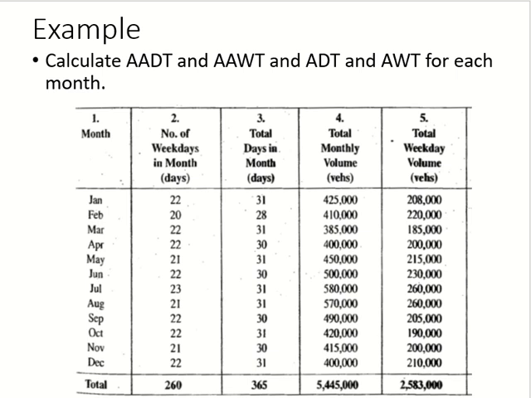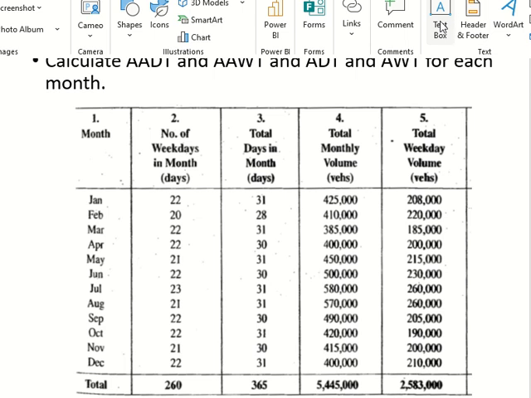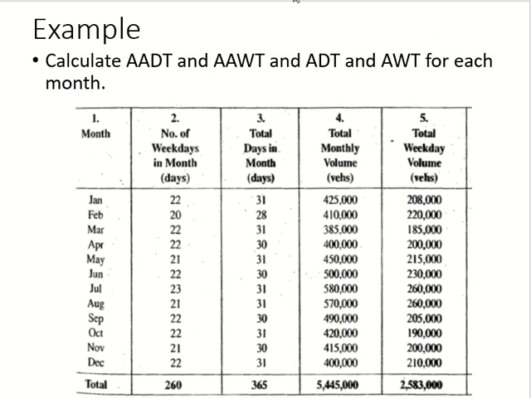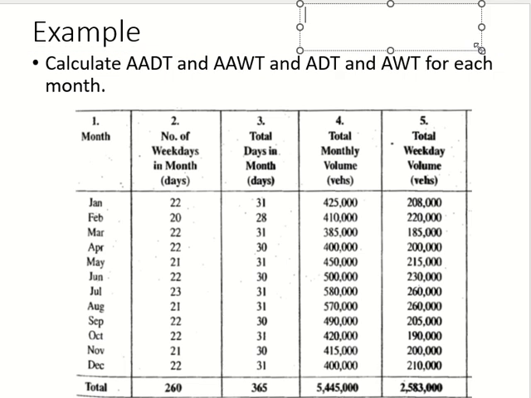What do we mean by ADT? What was ADT? Average annual, right? So that means the whole year. I have to take the whole year, the traffic of the whole year and the number of days of the whole year. The traffic of the whole year is the total of every month, and the total of all the totals, right?